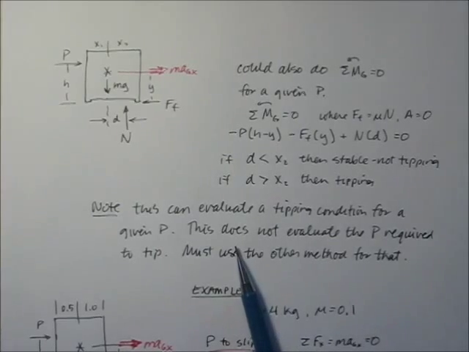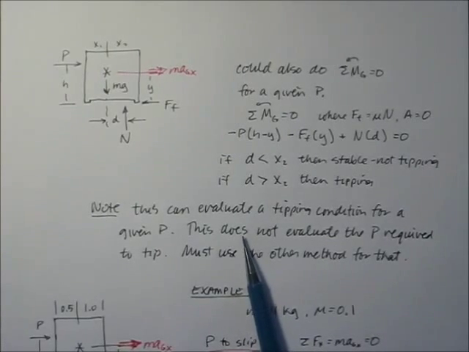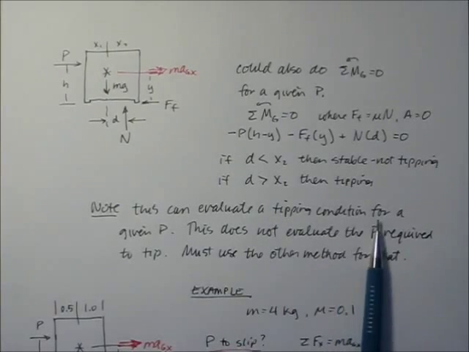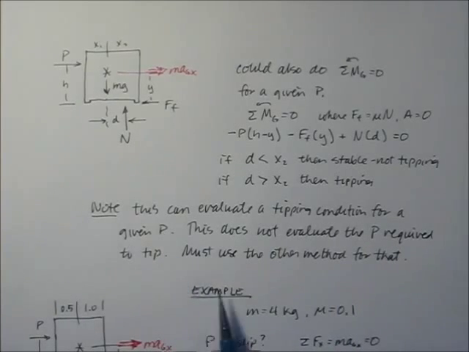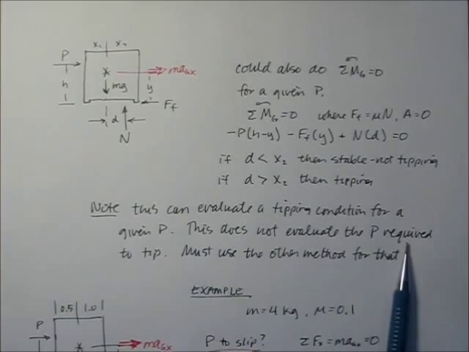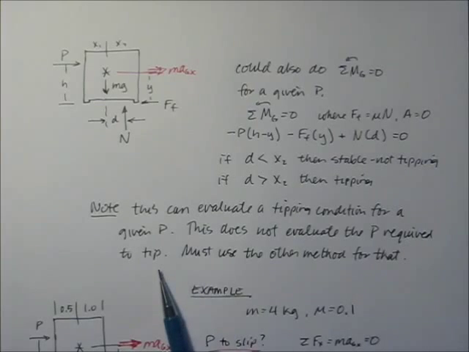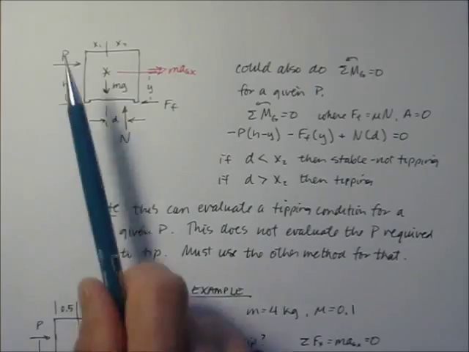I just want to note here that this method can evaluate a tipping condition for a given P. However, it does not help us evaluate the P required to tip. In other words, if we were to ask what P it is going to take to tip it over, we have to go back to the other method in order to do that. So this is useful to evaluate a tipping condition with a given P.